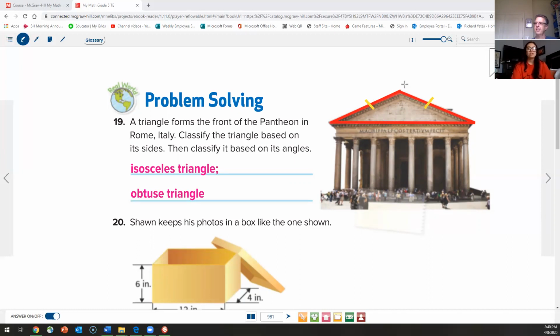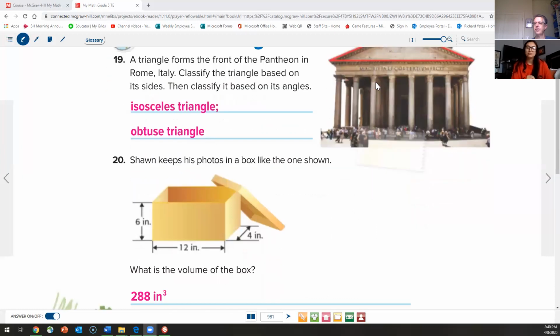And then they wanted you guys to classify it based on its angles. And they identified it as an obtuse triangle, which means the triangle has one angle that is greater than 90 degrees. And Mr. Yates circled which angle that is. It is the top one of that Pantheon. So that concludes number 19. We're going to move on down to number 20.